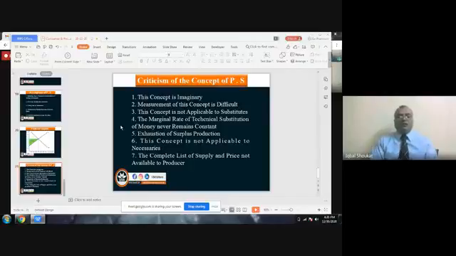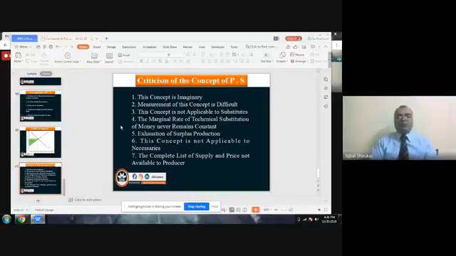Then this concept is not applicable to the necessities of life. Necessities of life, if the producers are producing wheat, rice, barley, and different grains, whatever the price, whatever the cost they have faced, they'll never sell their products below these prices. So in this situation, the concept of producer surplus becomes inapplicable.